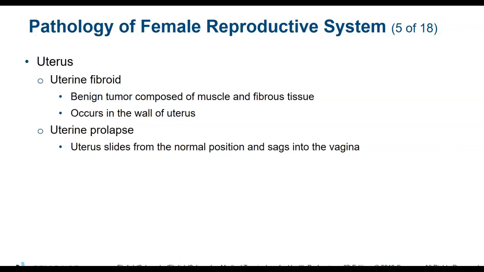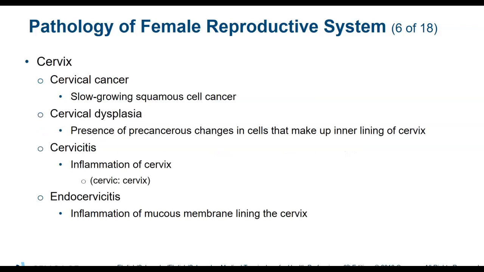There's a number of different things that we can do for that. We can do sling surgery, so it kind of holds it back up in place. And we can also use other devices that help hold that in place. We also have cervical cancer. Again, it's a slow-growing squamous cell cancer. This is why we go in and get pap smears, because they're testing for this.